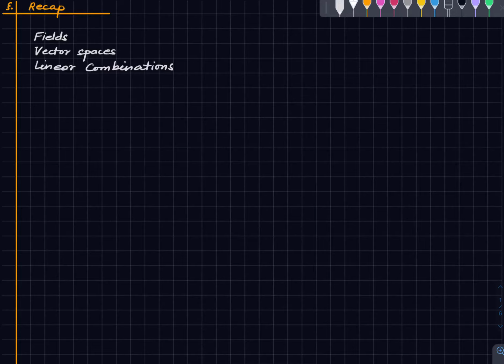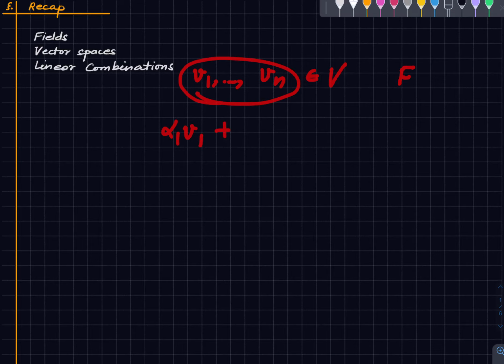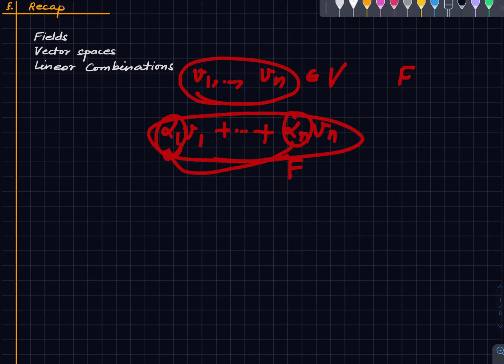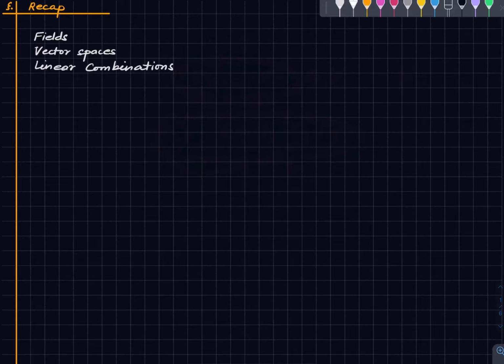In this lecture, we'll discuss the notion of linear independence and let us recall what we need. Of course, we will need the definitions of a field, a vector space, and most importantly, the definition of a linear combination. So, if we have vectors in a vector space, let's say over a base field F, then a linear combination of these vectors is an expression of this form, where these are elements of the field F. Any such thing is called a linear combination of these vectors.